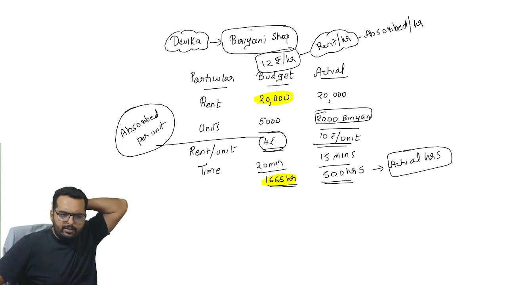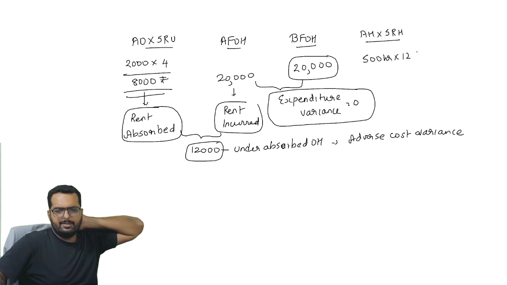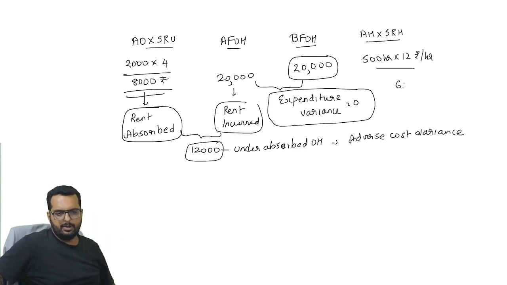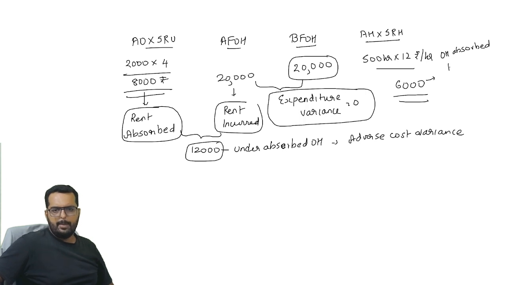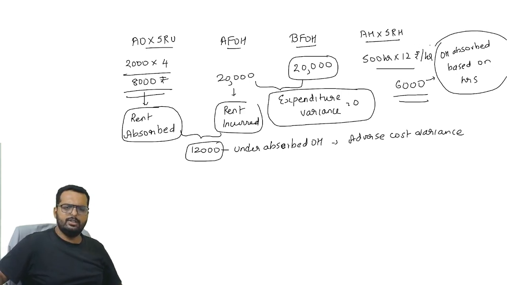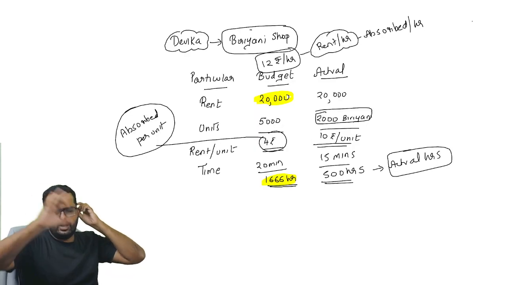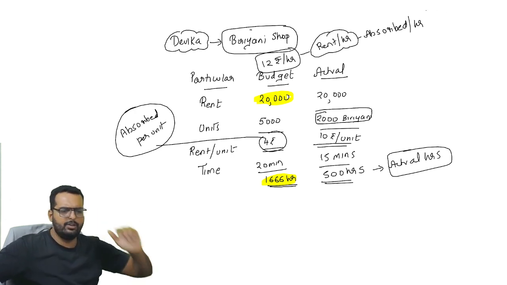So with this data, what I will do is I'll come over here and write down my actual hours is 500 hours and my standard rate is 12 rupees per hour. Will I get the answer as 6,000 rupees over here? This 6,000 is the overhead absorbed based on hours. Whereas the other one is overhead absorbed based on units. Are you clear with this part now, Devika? I'll give you a minute. Can you repeat the whole example to me so that I can be sure that you have understood?